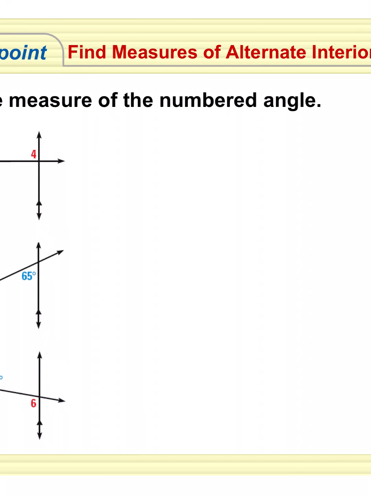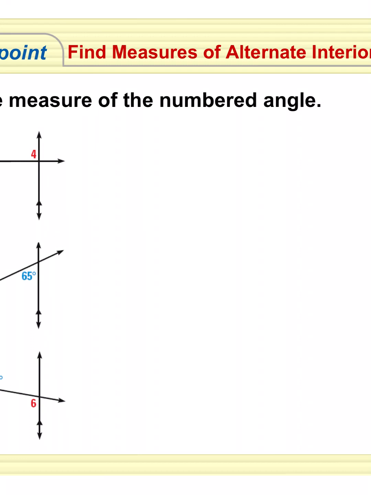First question you ask yourself is what? Look at the parallel lines. Are they on the inside or are they on the outside? They're on the inside. Now ask yourself what? What's your second question? What side of the transversal. Are they on the same side or opposite sides? Opposite. So it's alternate interior. What do we know about alternate interior measures?